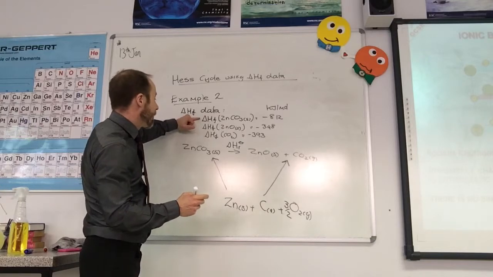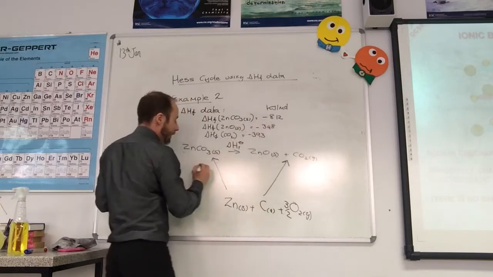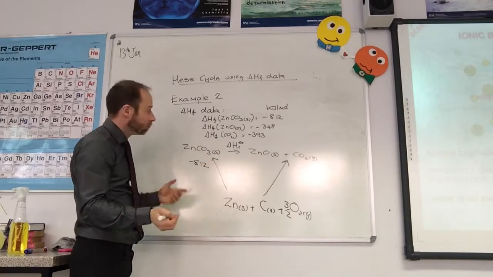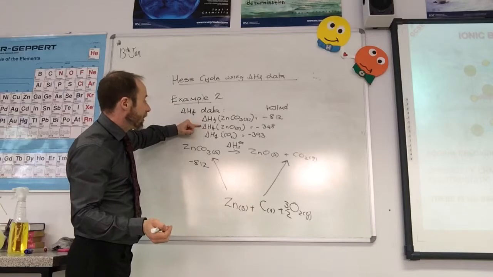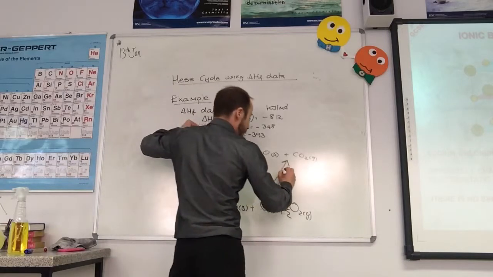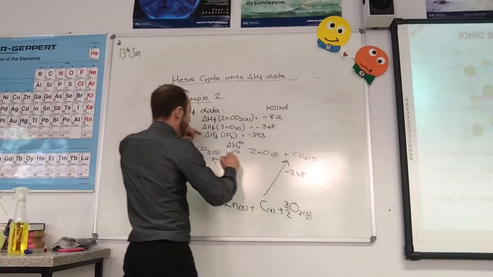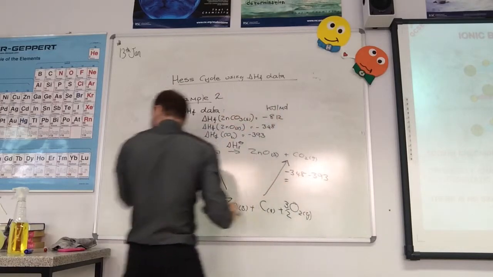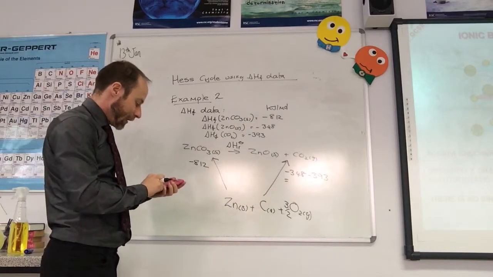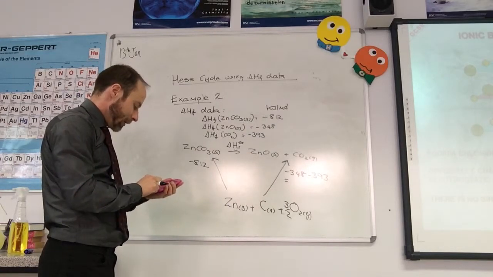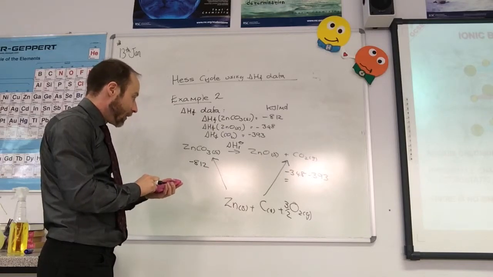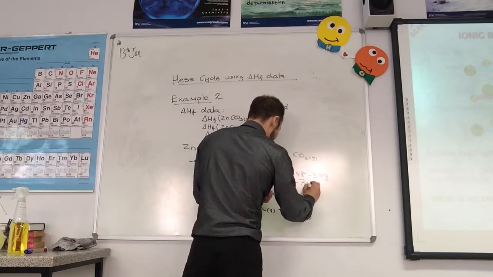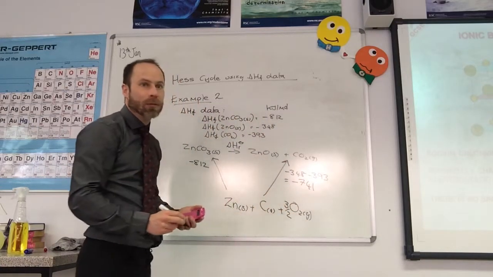So I've got delta HF for zinc carbonate is minus 812 kilojoules per mole. Job done. Other side, I've got zinc oxide is minus 348, and I've also got carbon dioxide is minus 393. So let's put those together. So it's going to be minus 741 kilojoules per mole.